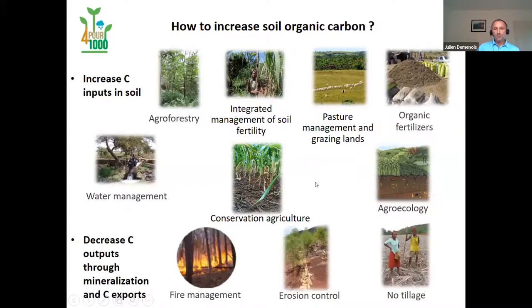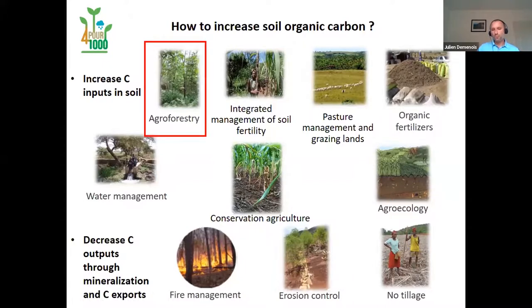And the second option, and the two could be combined, of course, is the decrease of carbon outputs. In some situations, this could be a better fire management to limit the mineralization of biomass carbon, the control of erosion, and also the minimum disturbance of soil, especially through no-till.